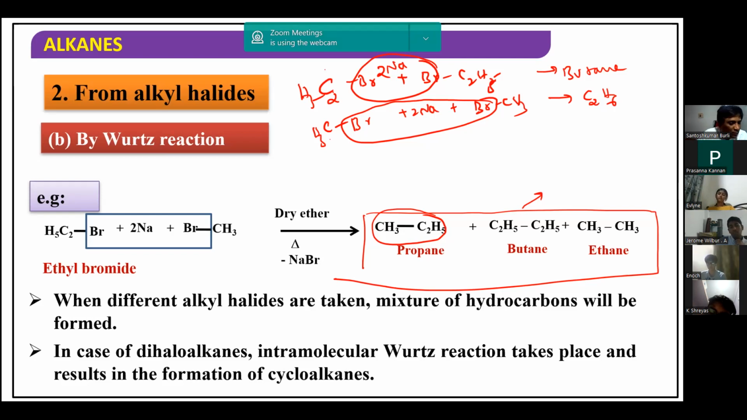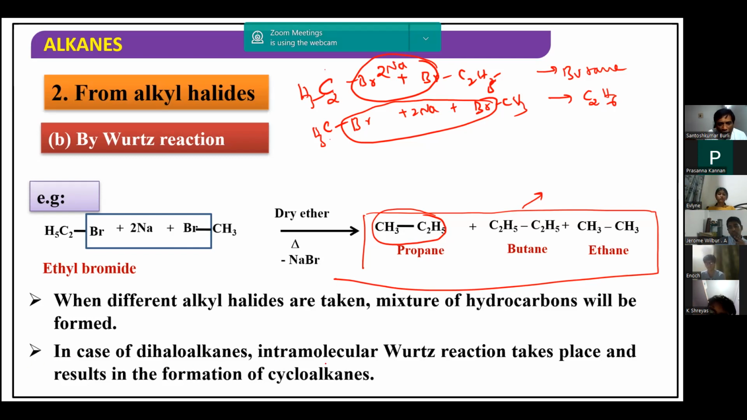If you want an alkane containing an even number of carbon atoms, then you can use this method of preparation of alkanes. That is one of the drawbacks of this Wurtz reaction. You can't prepare an alkane with an odd number of carbon atoms. Here, one more point I have added.